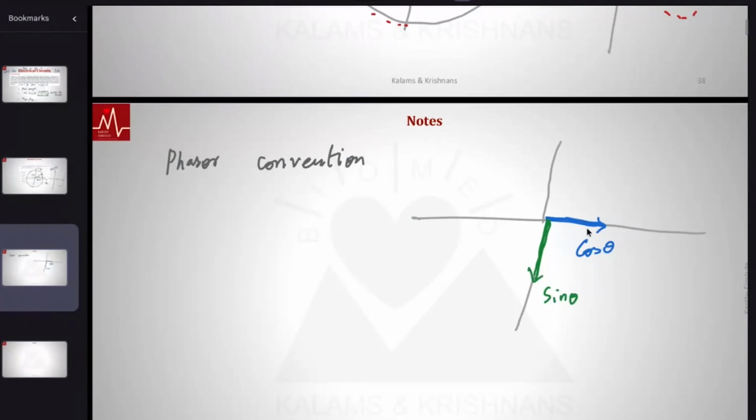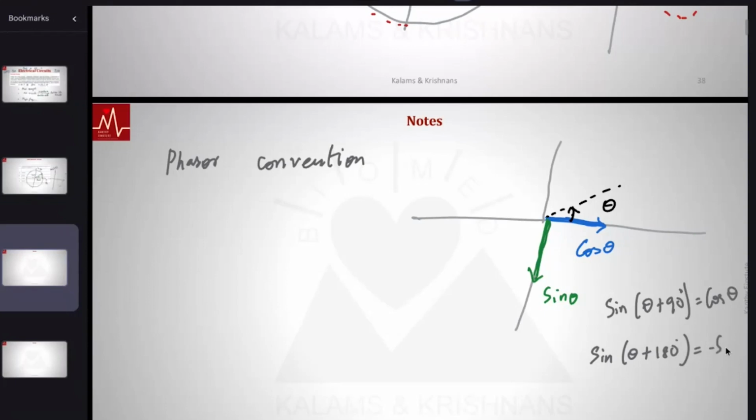So in this convention, this direction is chosen to be cos theta. Note that typically angles are measured this way: a positive angle is measured counterclockwise. That arrow direction is important, how you measure that angle. If you measure it counterclockwise, notice if you take sine theta and add 90 degrees to it, you get cos theta. And if you take sine theta and add 180 degrees to it, you are at negative sine theta. You can start getting simple trigonometric identities in the simple phasor convention.